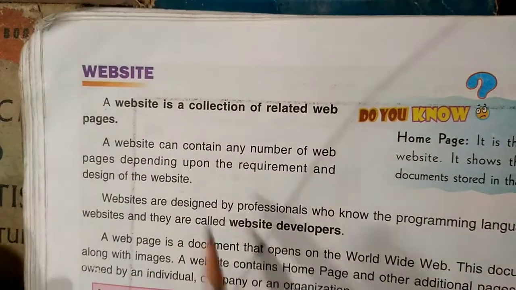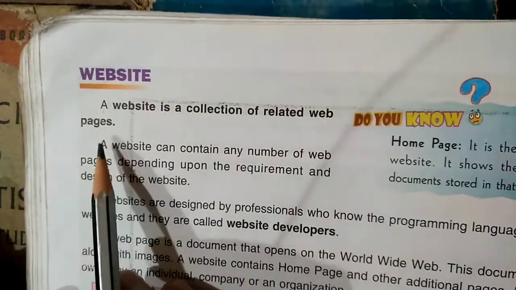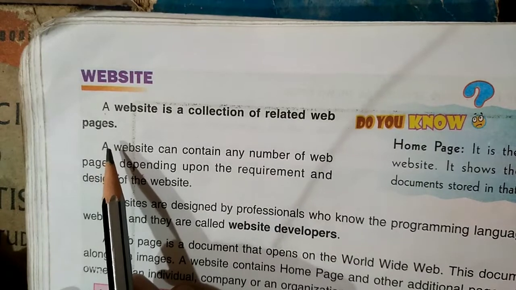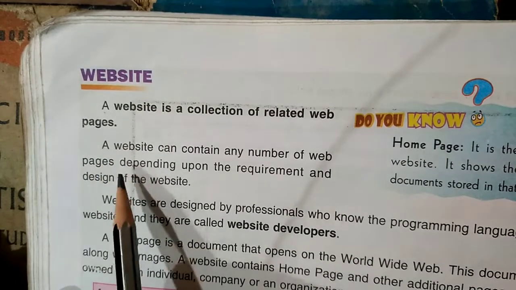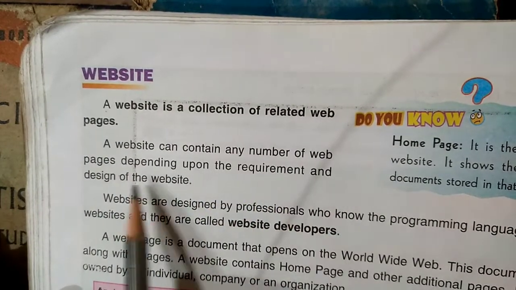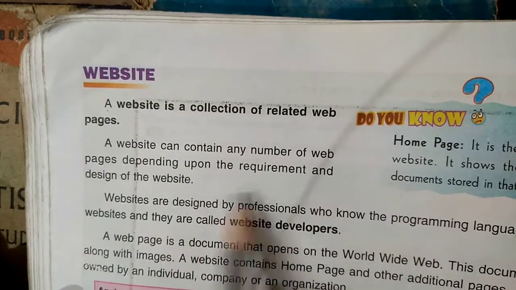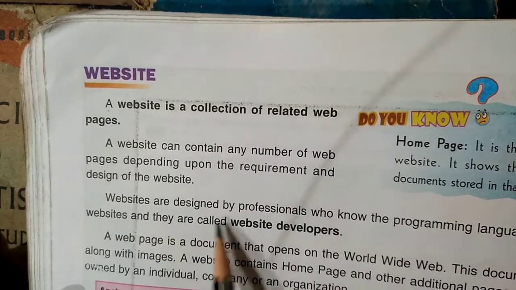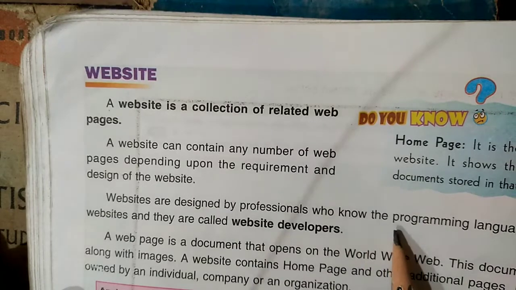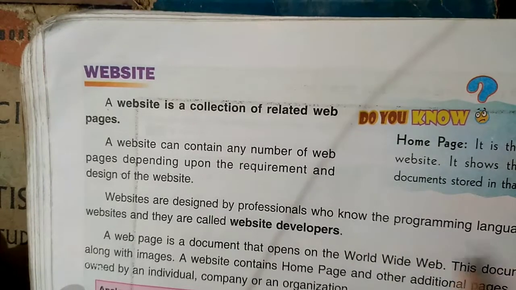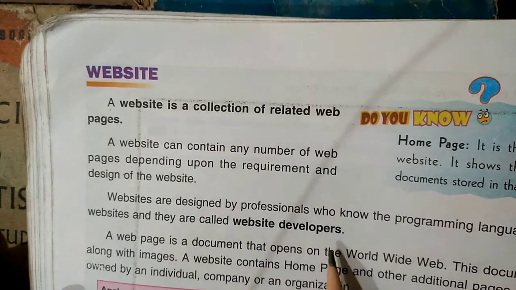Website. Next thing, website. A website is a collection of related web pages. A website can contain any number of web pages depending upon the requirement and design of the website. Websites are designed by professionals who know the programming language to create the website, and they are called website developers.